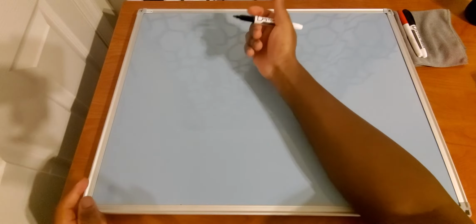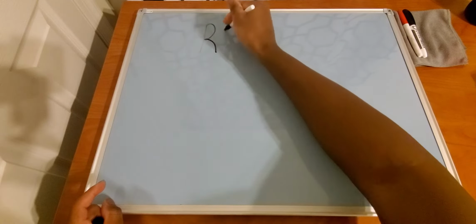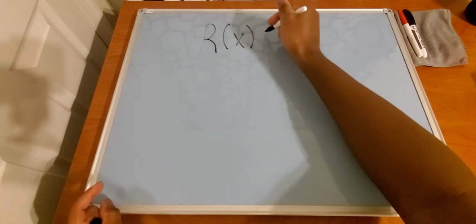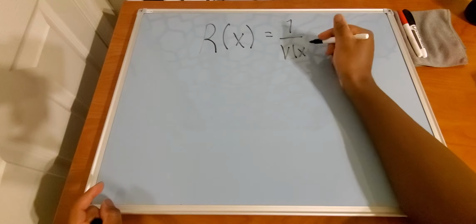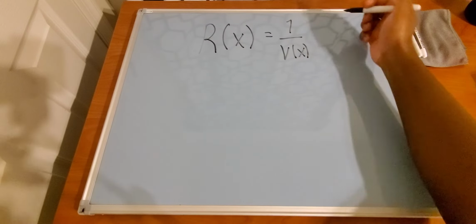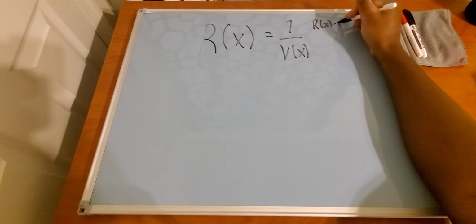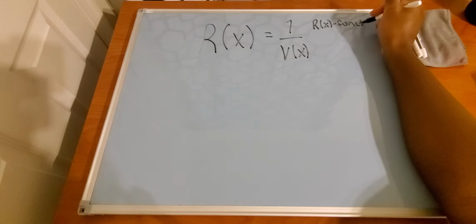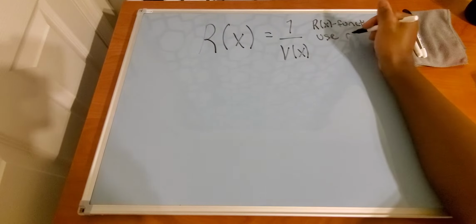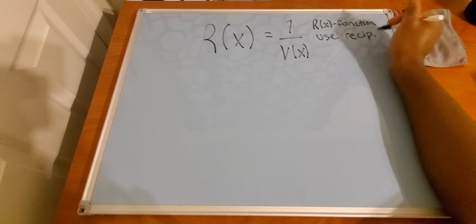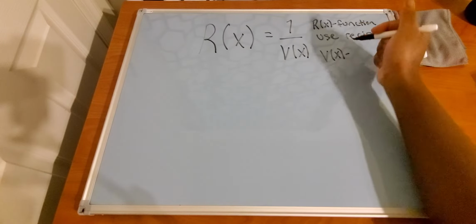So for the reciprocal rule, let's say we have a function r of x, and we'll say that function is equal to 1 over v of x. So let's define what we have as our variables right now. r of x is just the function that we will use the reciprocal rule on. 1 is 1. v of x, it really depends.